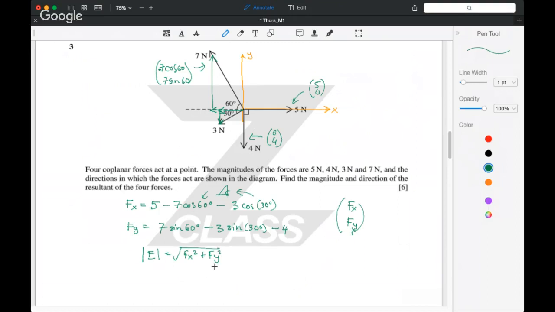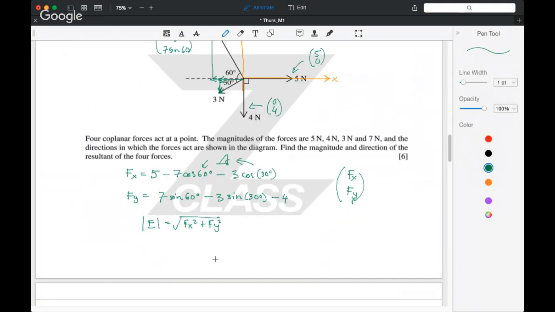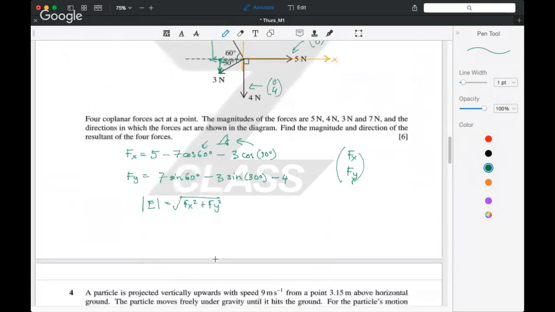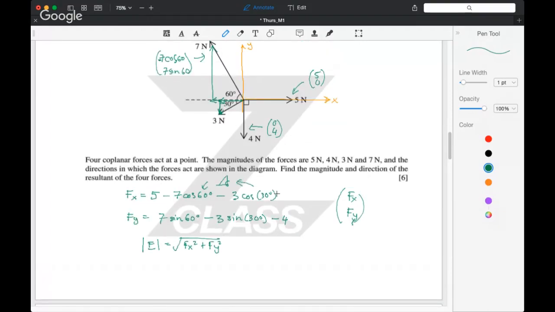Now what about direction? Well, this is very easy to extract. There's a formula for it, but I'll just show you where that formula comes from. So for direction, they tend to say so many degrees from something. Usually we define that to be the positive x-axis. So if the resultant force was going like that, we would say it's theta degrees anti-clockwise from the positive x-axis. Positive x-axis, not negative x-axis.